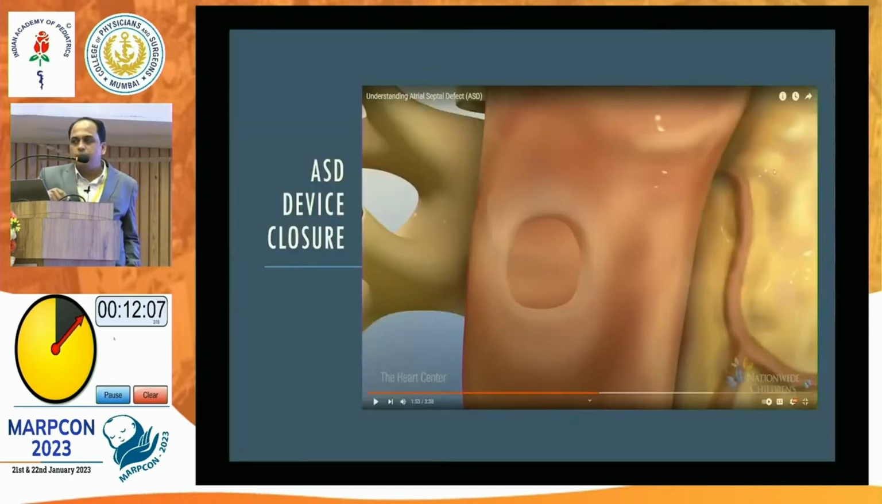So after this anatomy, I will just show you the first case, ASD device closure. First I will show you the animation part, and then I am going to show you the cath lab procedure in real, how we see it in the cath lab. So this is the animation part. Looking at the animation, don't think this is very easy to do.